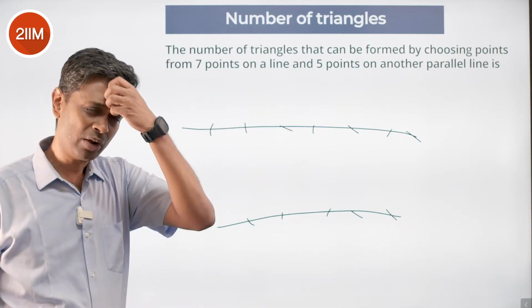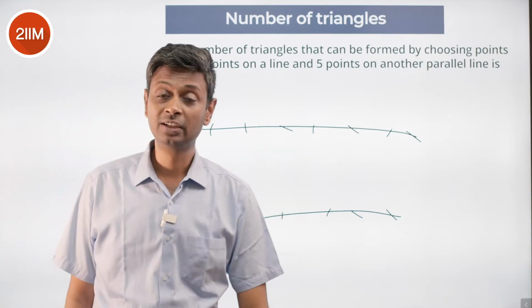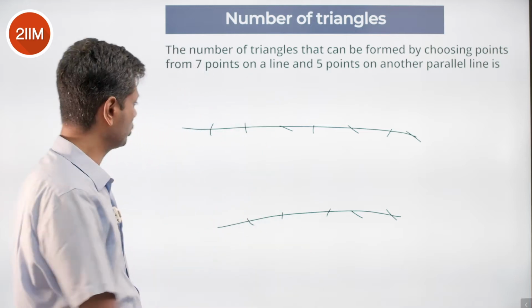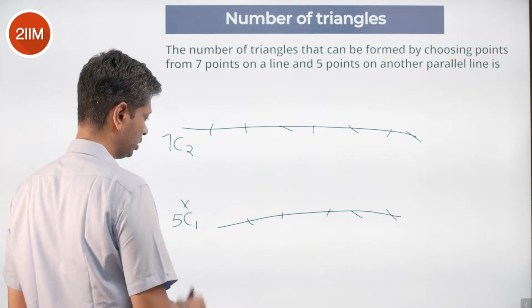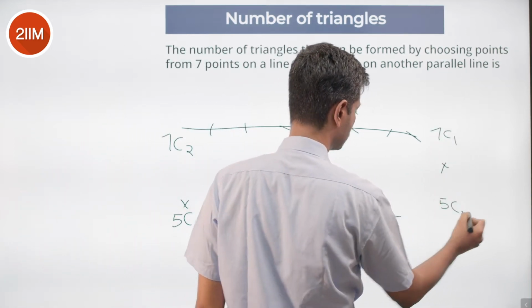I have to form triangles. I cannot have 3 points from the same line forming a triangle. So I should either have 2 points here and 1 here, or 2 points here and 1 here. So I'm looking at either 7C2 into 5C1 or 7C1 into 5C2.